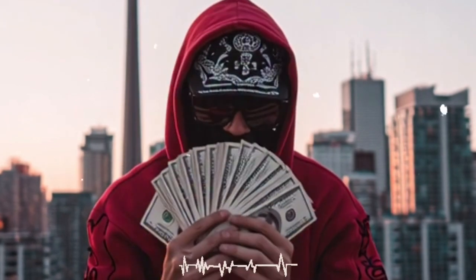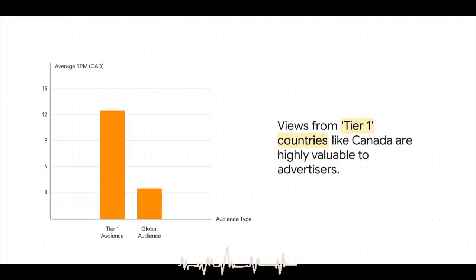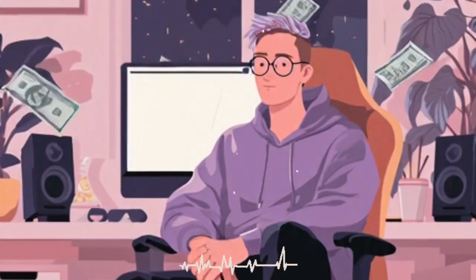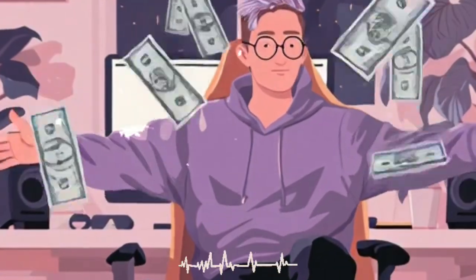Next up is where your audience lives. The simple truth is that not all views are created equal in the eyes of advertisers. They pay a premium to reach viewers in what they call Tier 1 countries, like Canada, the US, and the UK, where people typically have more spending power. This means a channel with a mostly Canadian audience will almost always have a higher RPM than one with a more scattered global viewership.